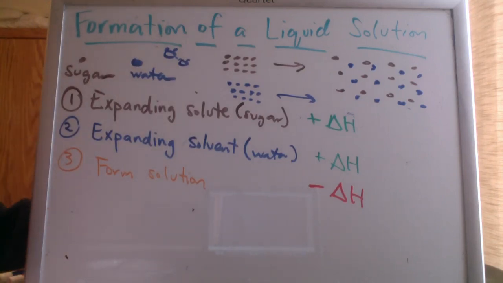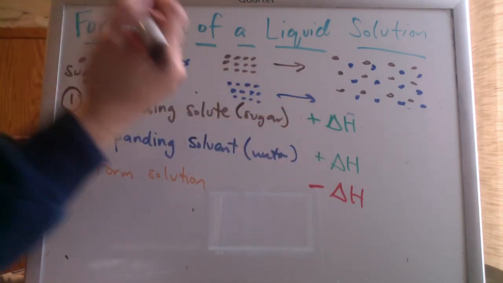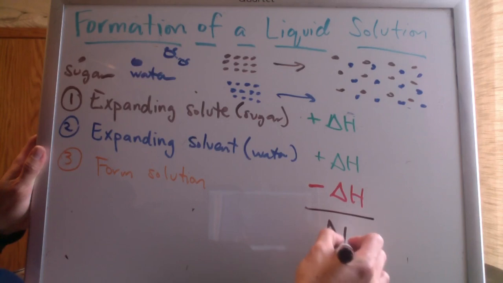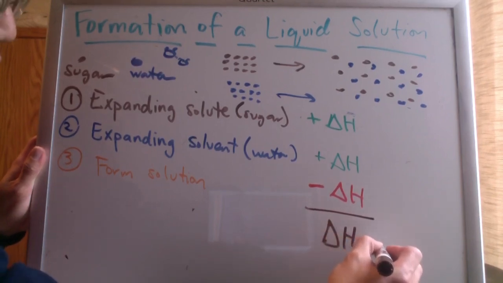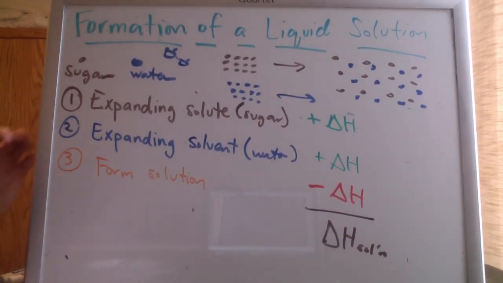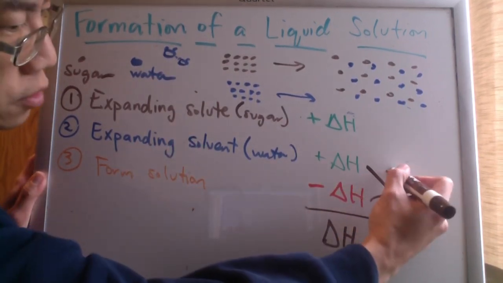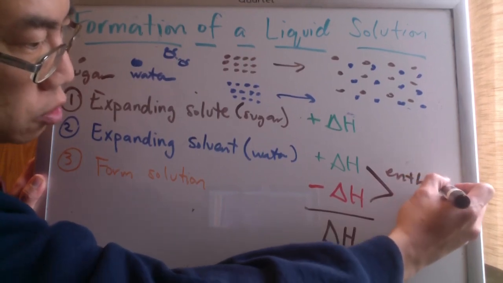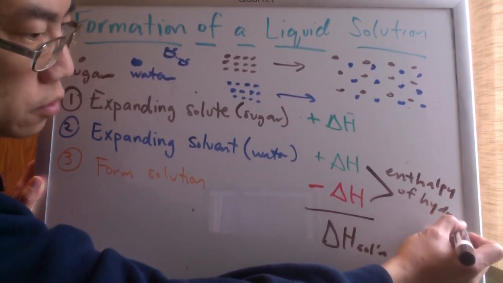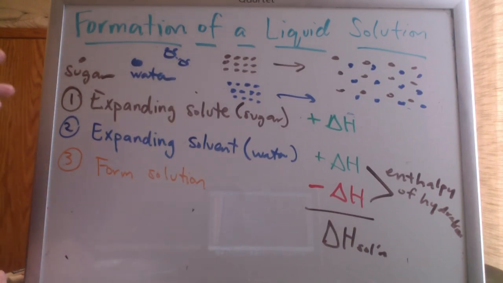Fantastic. When you add these 3 steps together, you get the overall enthalpy, or delta H, of the formation of the liquid solution, just like in Hess's law. So this would be the delta H of the solution, and they abbreviate solution as SOL with an N here. And these 2 steps, expanding the solvent and forming the solution, basically quantify the enthalpy of hydration. Just like how it sounds, it involves the solvent, involving water, and then making the solution. So hopefully this helps you out with the formation of this liquid solution.